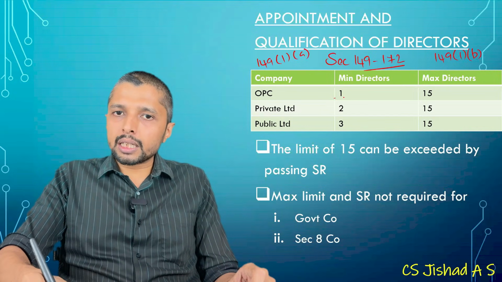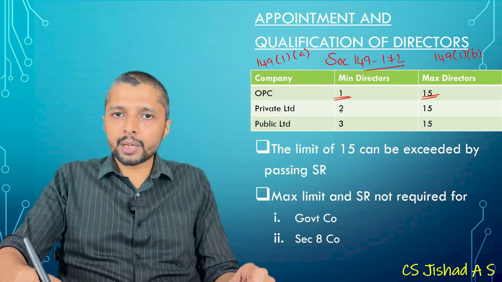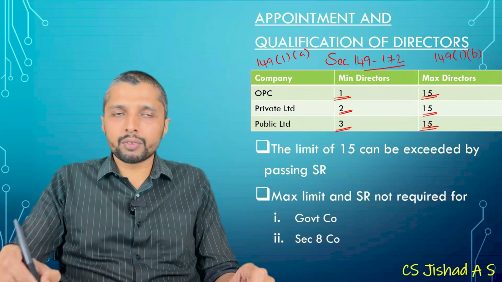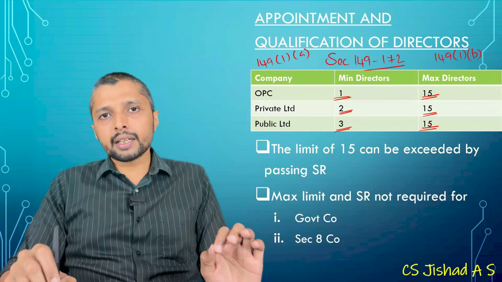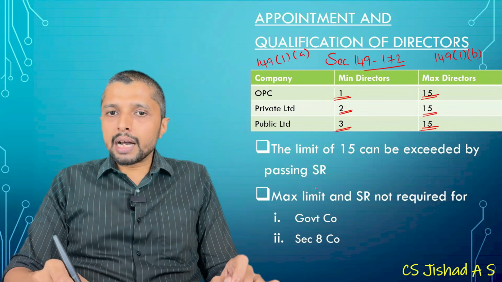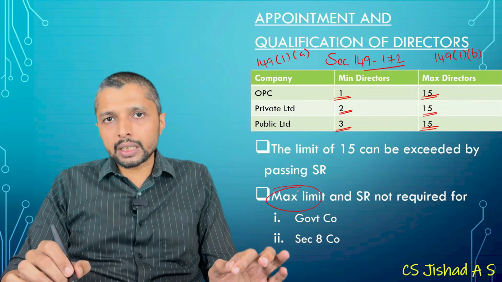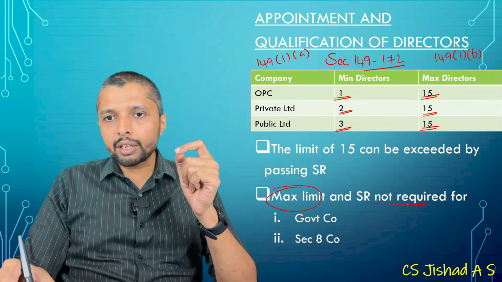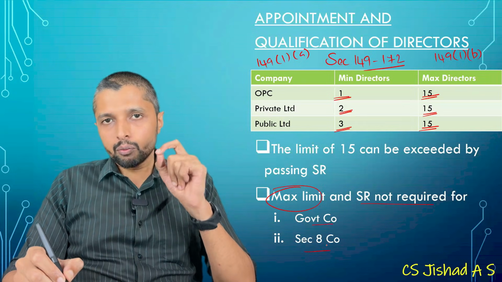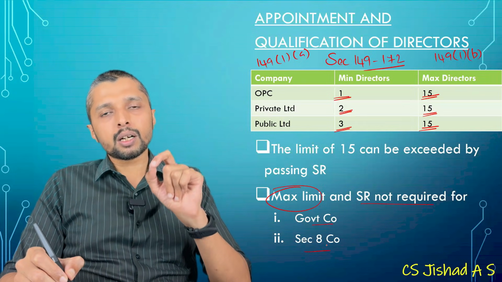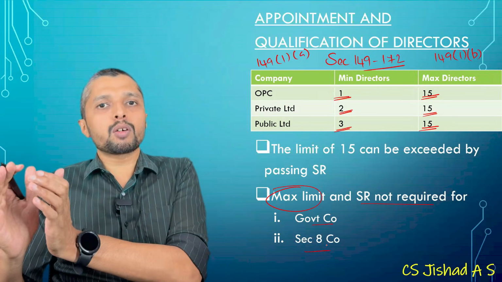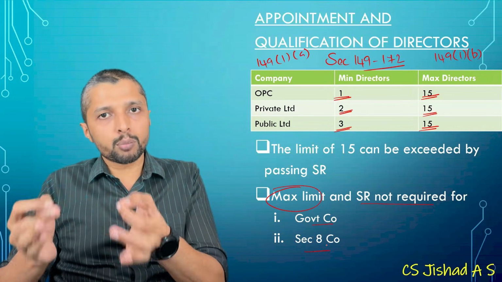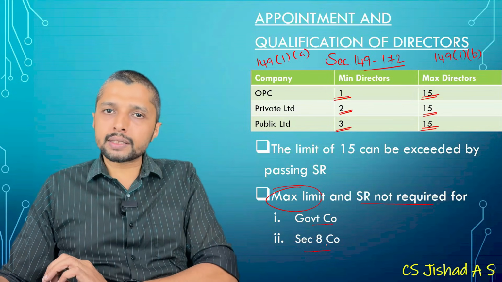In the case of OPC, minimum 1 director, maximum 15; private, minimum 2, maximum 15; public, minimum 3, maximum 15. The limit of 15 can be exceeded by passing a special resolution. The special resolution for appointment of directors beyond 15 is not required for a government company and a section 8 company, which clearly means that these two companies do not have the provision of a maximum number of directors. They can appoint 18, 19 directors. There is no need for any approval. Special resolution is not required by these companies.